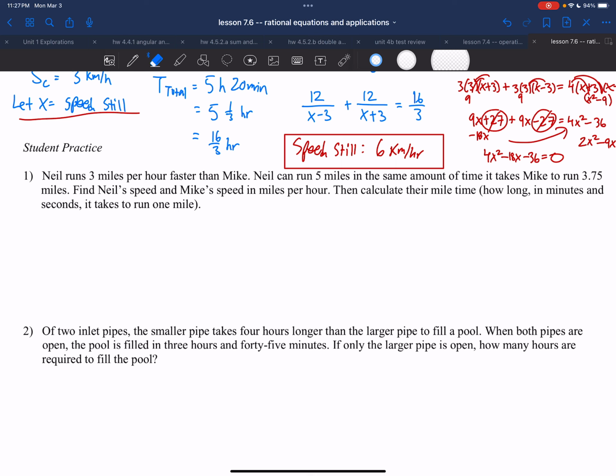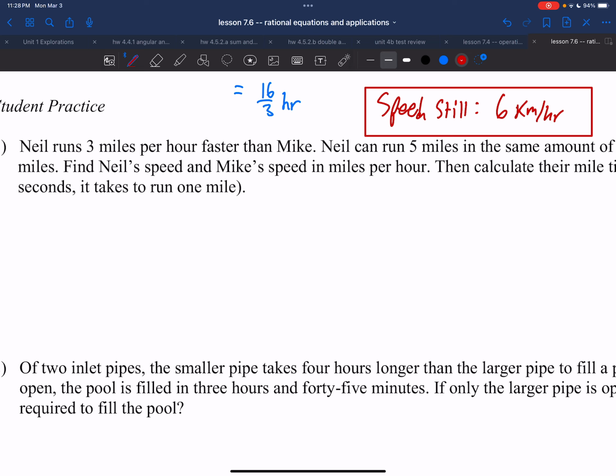So I'm going to start with number 1. It says Neil runs 3 miles an hour faster than Mike. Neil can run 5 miles in the same amount of time it takes Mike to run 3.75 miles. Then find Neil's speed and Mike's speed in miles per hour. There's an extension that asks to calculate their mile time, which we'll do, but I'll have you know that that's not a super major requirement for this problem. Okay? So, what do I know?